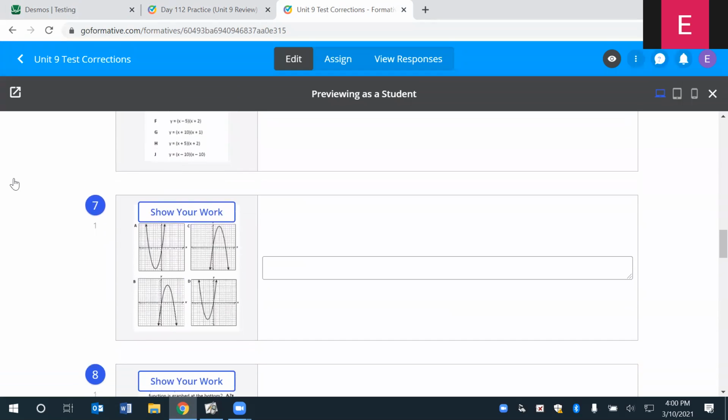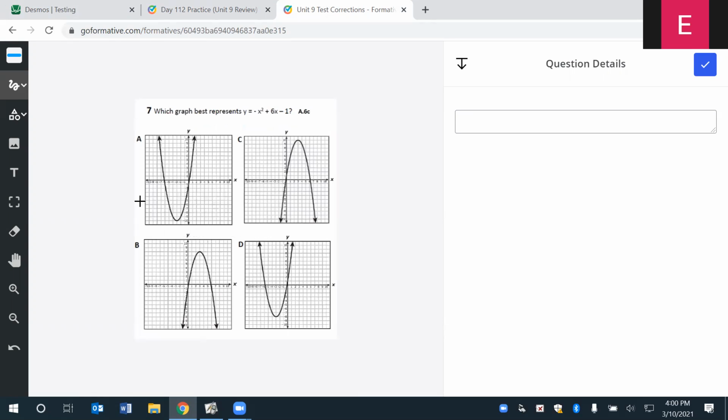Okay, this is number 7 on your test. It says which graph best represents the equation. So I'm just going to tell you what to do on this one, and then you're going to do it to find your answer. Here, you have to graph this in decimals. You're going to type all this just like it is.